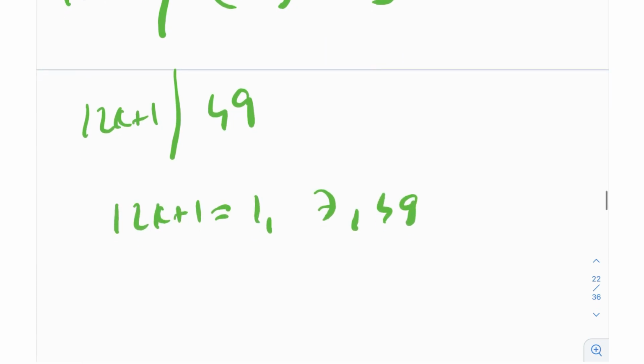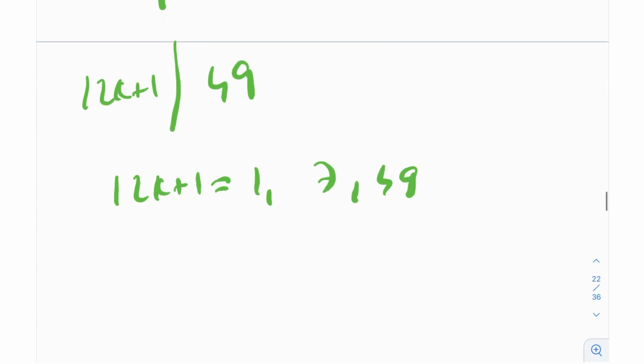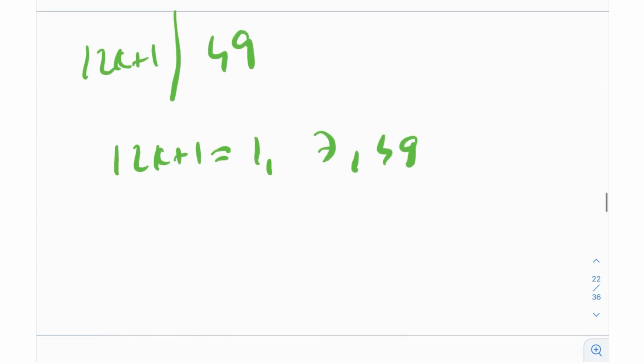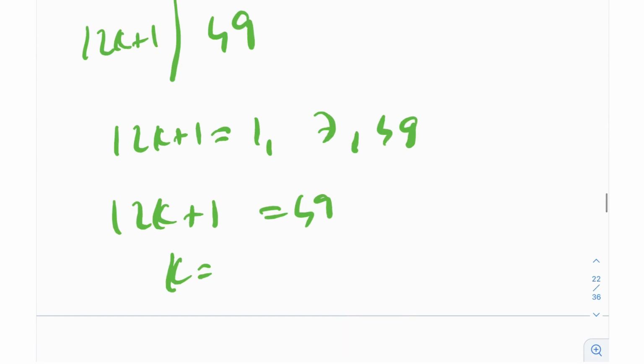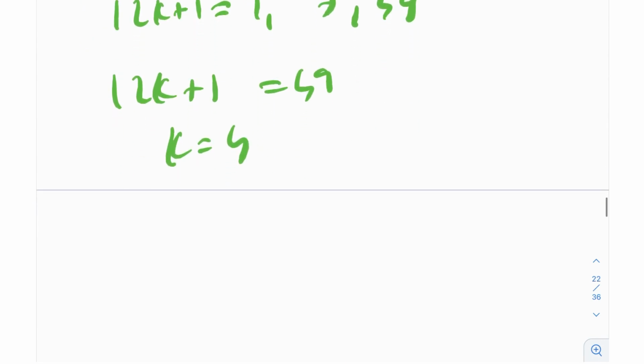Again, just to reiterate, k cannot be 0. It's a natural number. 12k plus 1 is equal to 7 does not let k be an integer. So the only remaining possibility is 12k plus 1 is 49, or in other words, k is equal to 4. So if k is equal to 4, what is m? m is 3k, and you'll get m is equal to 12.